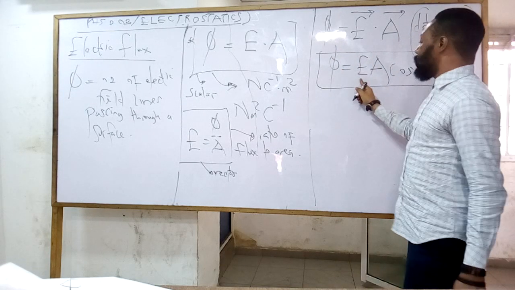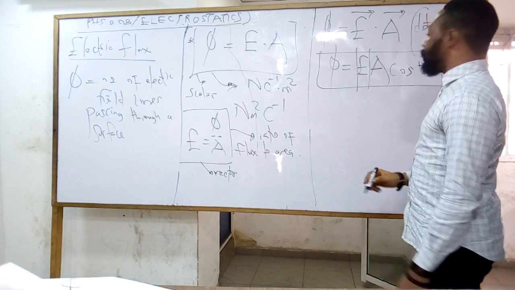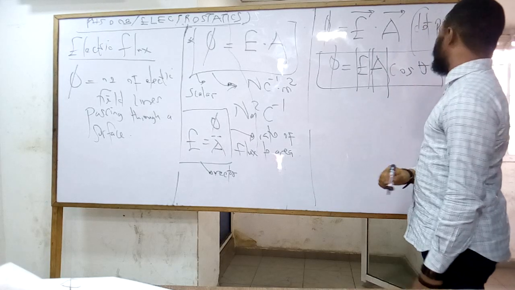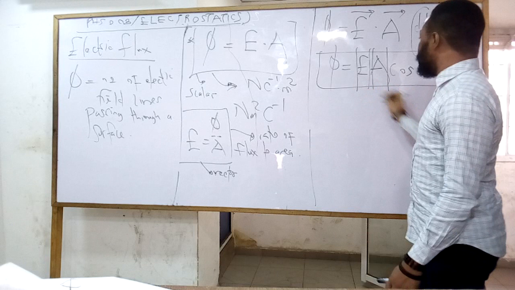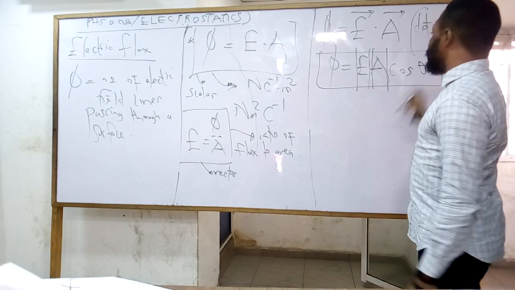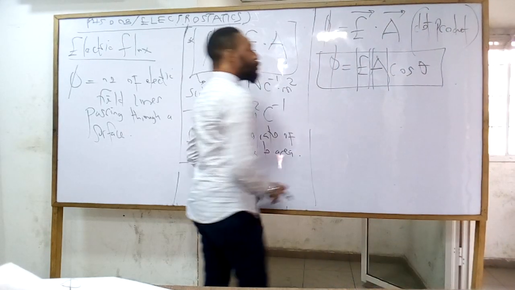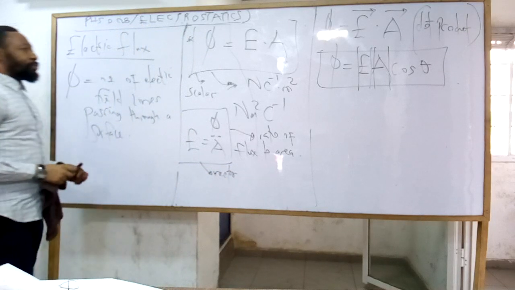So they give you the field as a figure, magnitude, area as a figure, magnitude, and there's an angle between the field and the surface. Just use this formula outright. Alright.